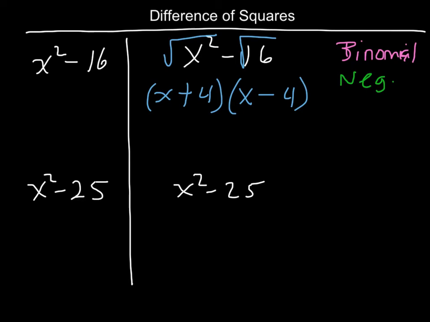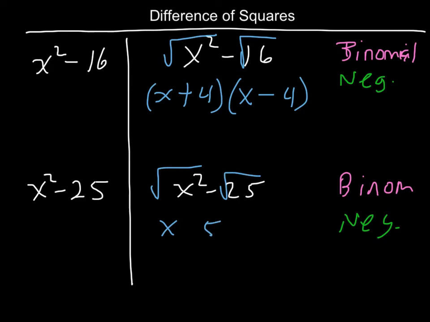Okay, so let's take a look at the next example down here. The first thing I notice is that it is a binomial. I like that. And then the next thing I notice is that one of them is negative. No worries. If that's the case, perfect. Then I'm going to say the square root of x squared is x, and the square root of 25 is 5, and I have one plus and one minus. So there we go. x squared minus 25 is equal to x plus 5, x minus 5.